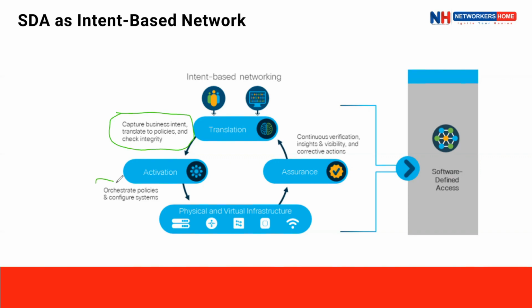The next thing is to orchestrate policies and configure the system. Orchestrate means it will identify which devices are involved. If it is wireless, the access point comes into the picture, the switch where the access point is connected comes into the picture, and the wireless controller comes into the picture. So DNA Center orchestrates the policies and configures the physical infrastructure accordingly, whatever is a part of the SDA fabric.